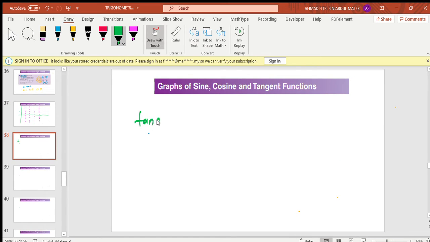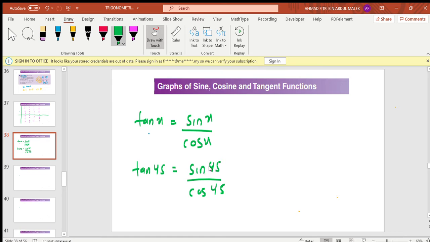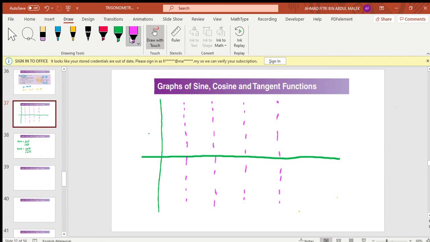What is tangent x defined as? Tangent x is defined as sin x over cos x. So, for example, if I say tangent 45, it means sin 45 over cos 45 degrees. Then when you press the calculator, you get a value, which is 0.7 something. As I mentioned here, the asymptotes start from 90 degrees or pi over 2, 180 degrees, 270 degrees, 360 degrees.